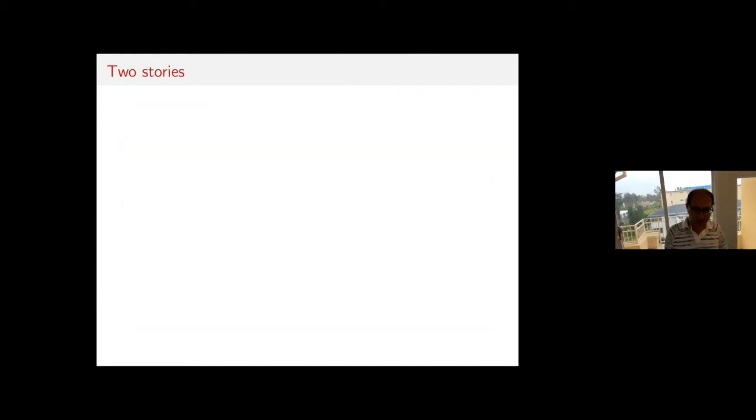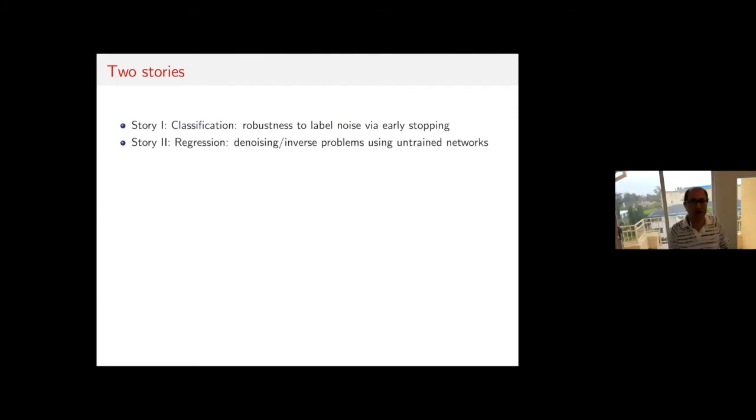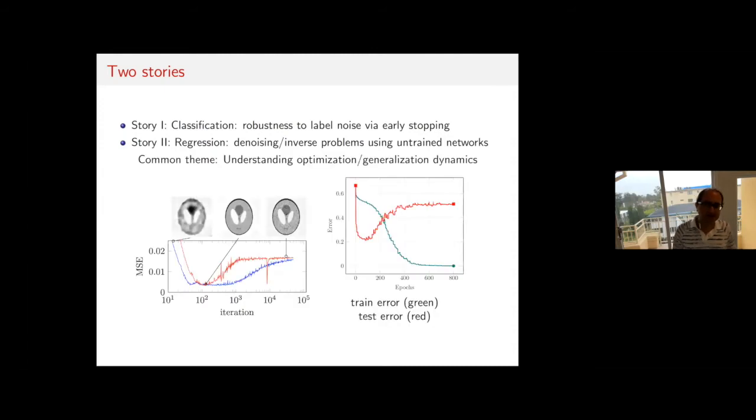So given these motivations, today, to understand these experiments, I'm going to focus on two stories. The first one has to do with classification, and in particular understanding the robustness of these networks to label noise if you combine them with early stopping. And the second one, again, is more of a regression context: denoising, solving inverse problems using these untrained networks.